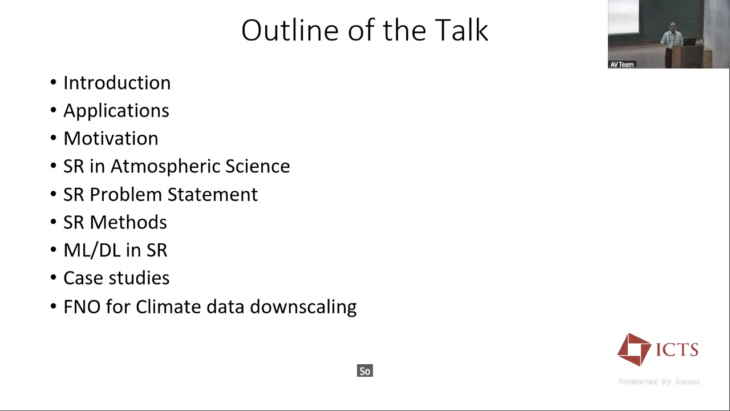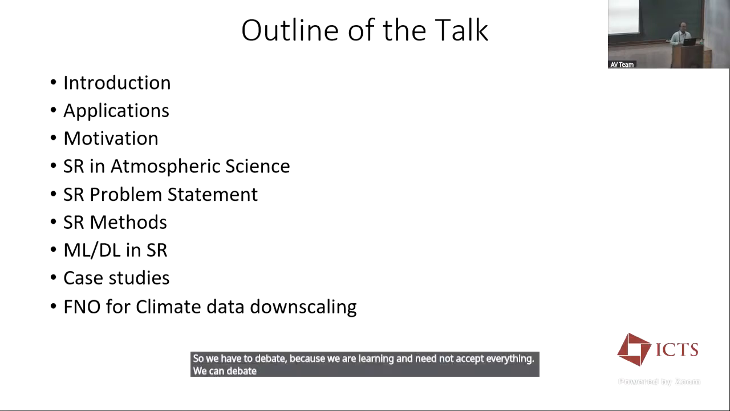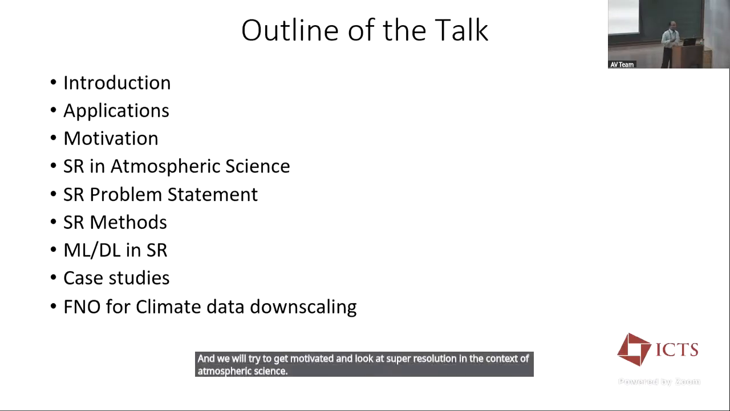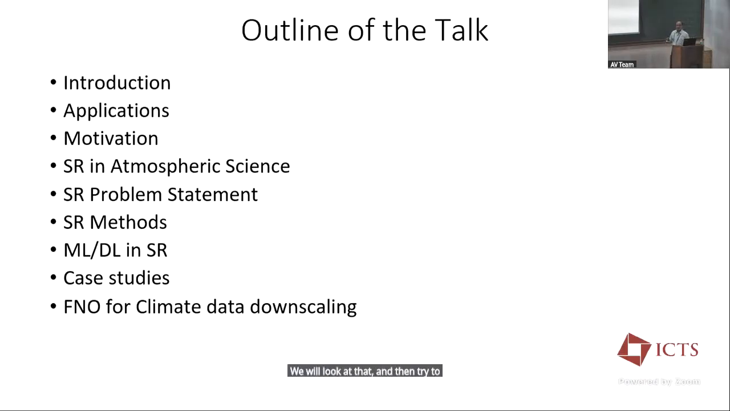So we have to debate because we are learning and need not accept everything. We can debate, question, that's what research is all about. We will try to get motivated and look at super resolution in the context of atmospheric science. Then we will look at what exactly these methods are doing in a slightly mathematical way. What is super resolution as a model? What is downscaling as a model?